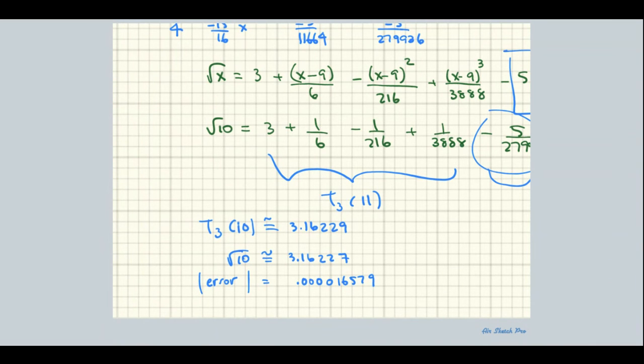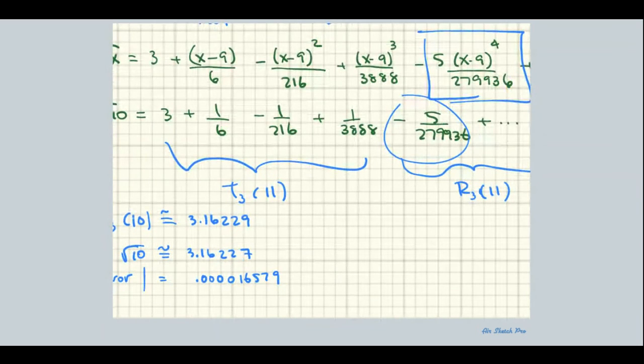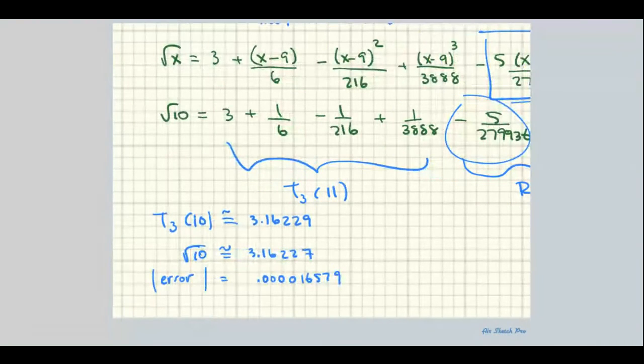And now I want to take a look at T4 at 11, at R4 at 11. I'm saying that R4 at 11 is going to be less than this next term, this 5 over 200 and whatever thing. Okay? And, criminy, I'm at the bottom of the page again. And 5 over 279936.